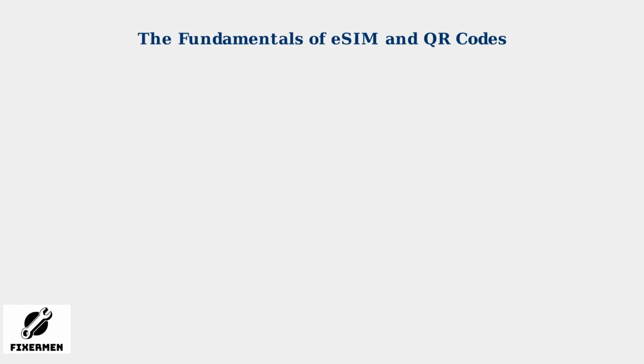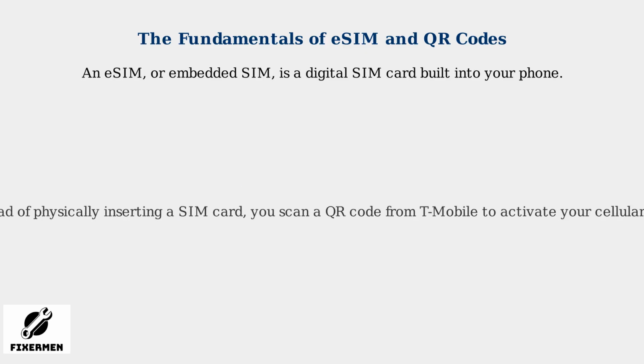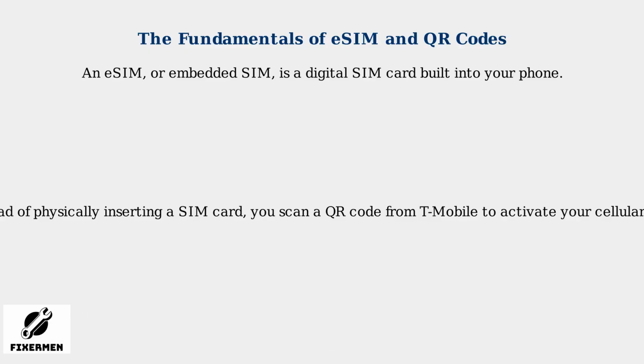An eSIM, or embedded SIM, is a digital SIM card built into your phone. Unlike traditional SIM cards that you physically insert, an eSIM allows you to activate cellular service by scanning a QR code provided by T-Mobile. This QR code contains encrypted information, such as the ICCID, which is the Integrated Cert Card Identifier, and an activation key that securely links your device to the network.